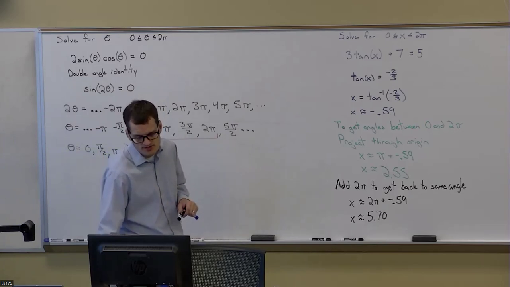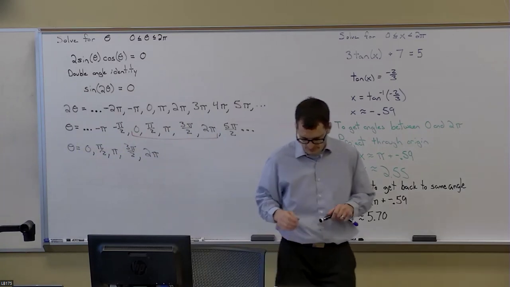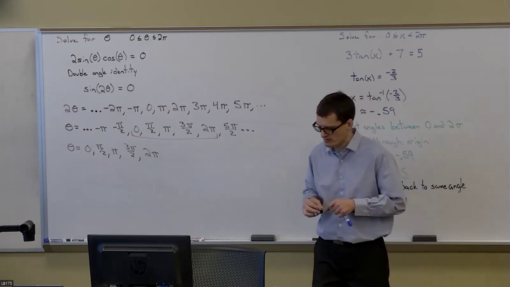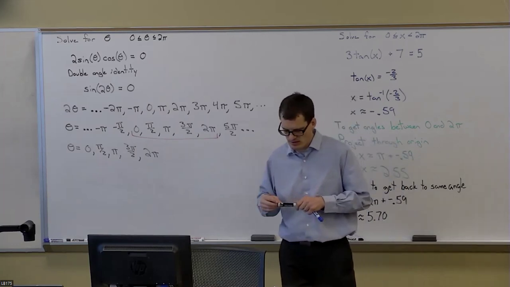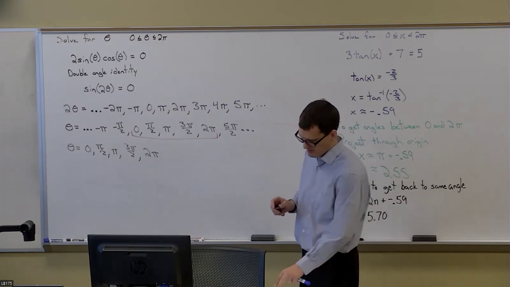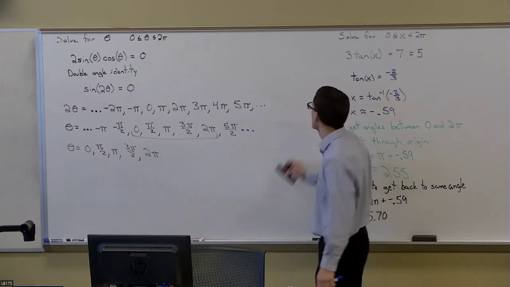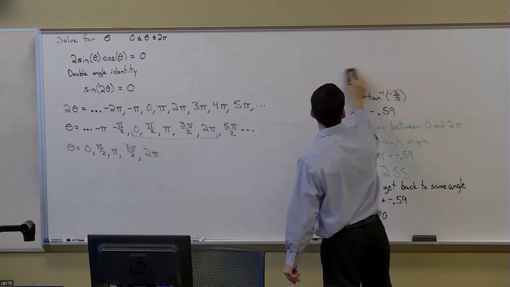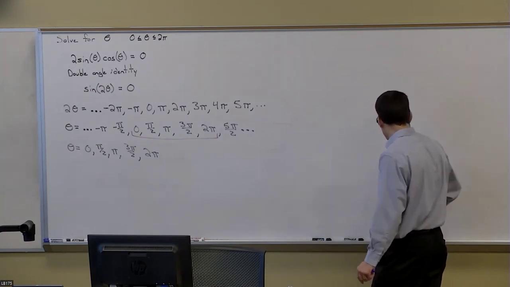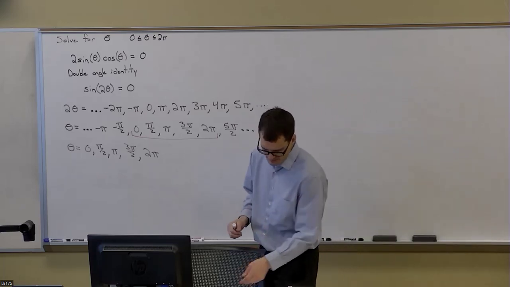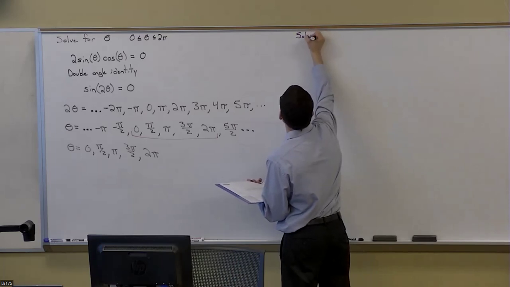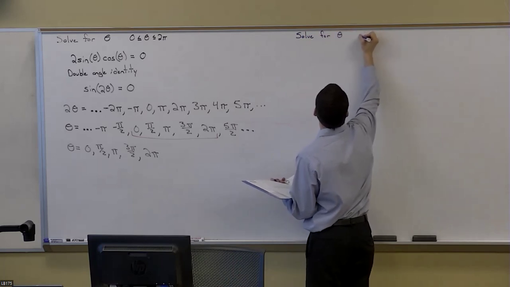And so there's a bunch of different things you could deal with, things like that. Now, before I do another one where we have to use that identity, I want to solve this. Let's just say solve for theta between 0 and 2 pi.